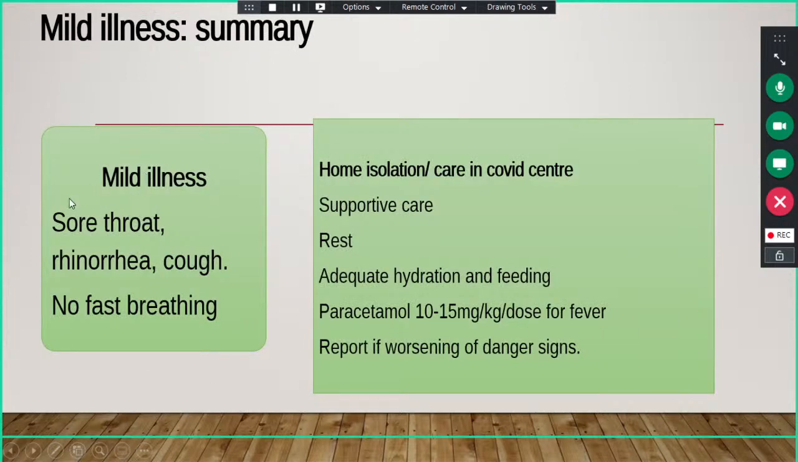So to summarize, a child or an adult presenting with sore throat, rhinorrhea, cough, no fast breathing, no hypoxia: home isolation, or care in a COVID care center. Treatment is supportive: rest, adequate hydration and feeding, paracetamol, and report if there is worsening or danger signs.